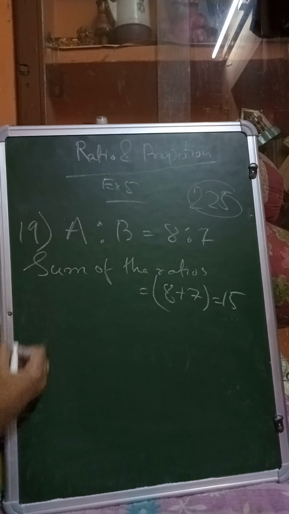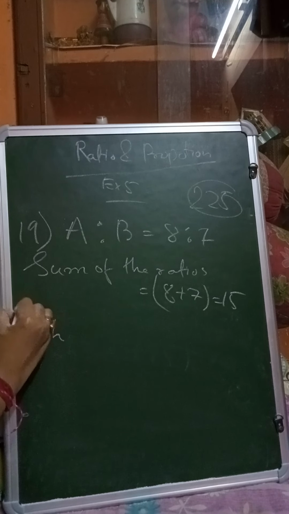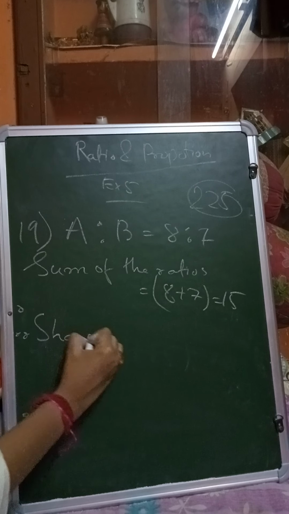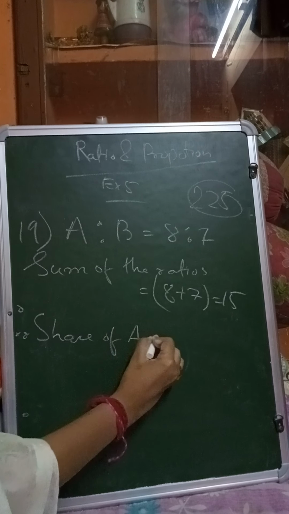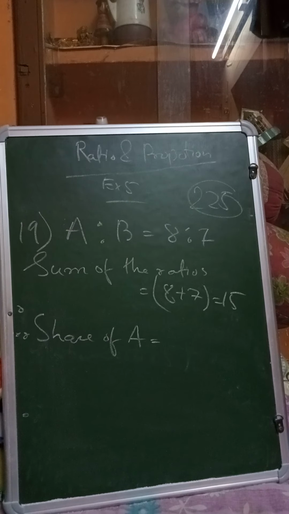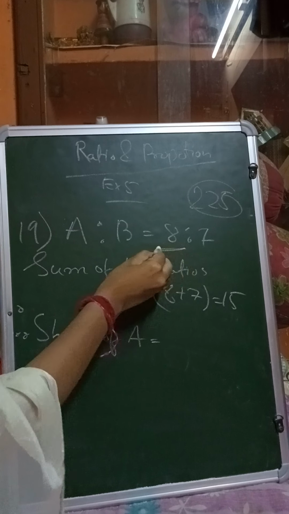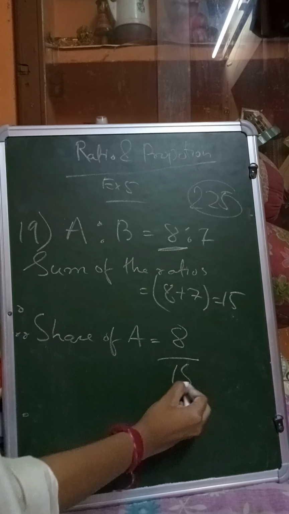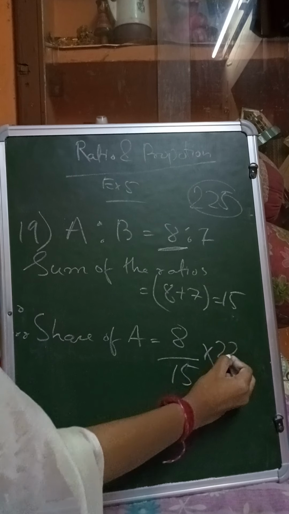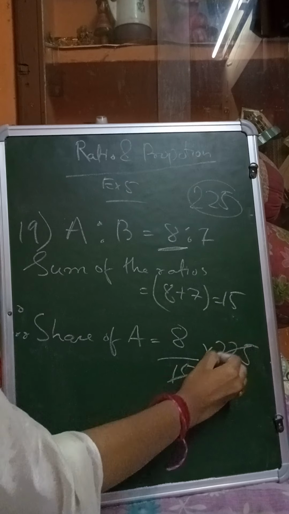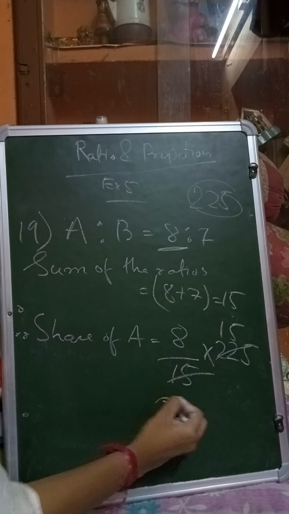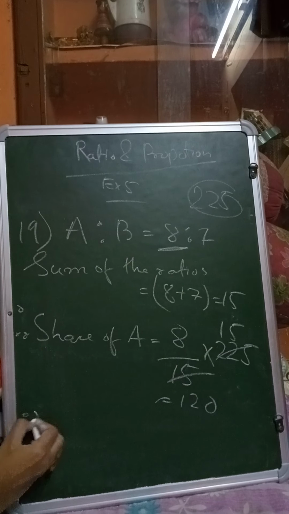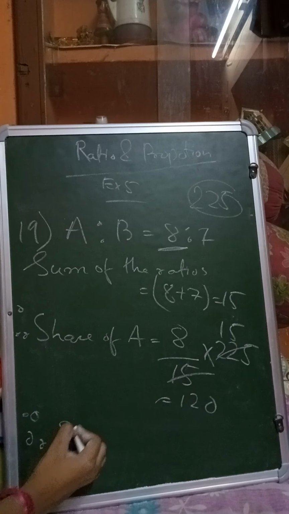So we can write the share of A will be, what is the ratio for A? It's 8, and what is the total? It's 15, right? Into 225. So this will cut down and become 120. In the same way we will find out the share for B.